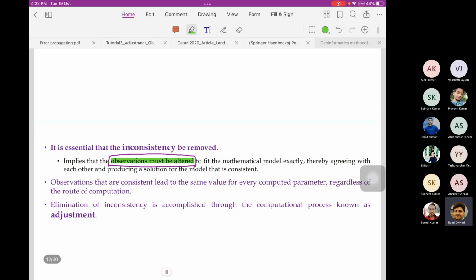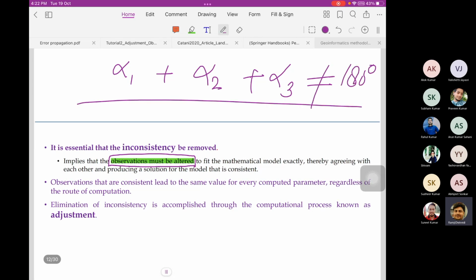Now let me tell you once again. Let's say alpha 1 plus alpha 2 plus alpha 3 is not equal to 180 degrees. And that's perfectly true, because in no way can you achieve a perfect 180 degrees in the real world. You will always have some misclosure in the internal angles. And how are you going to remove it? Again, just from your basic 11th level mind, you simply say, sir, whatever the misclosure is, let's say a 3-second misclosure, we will divide it by 3 and provide a correction of 1 second to each angle. That's what you will say if I ask you the question.